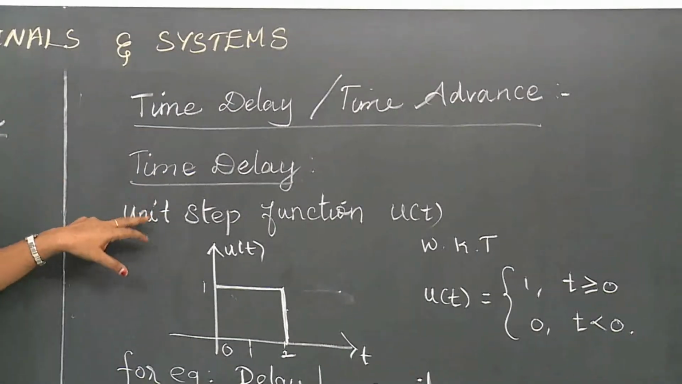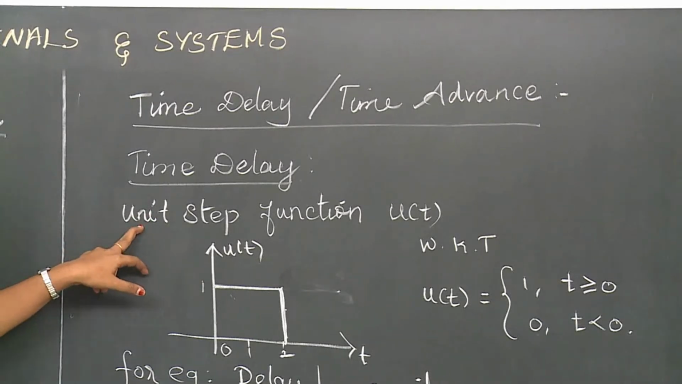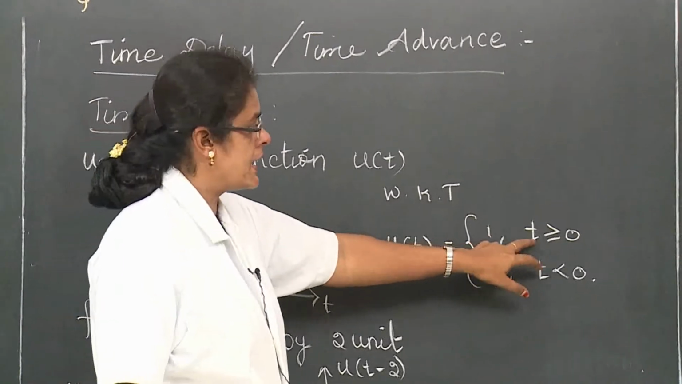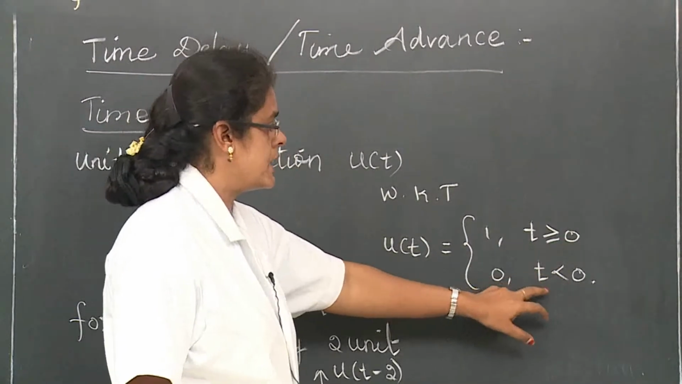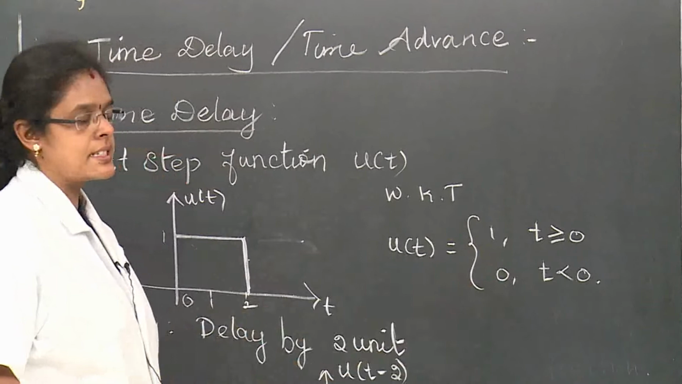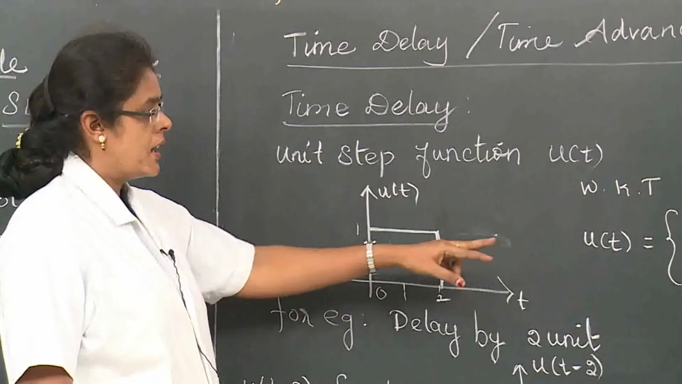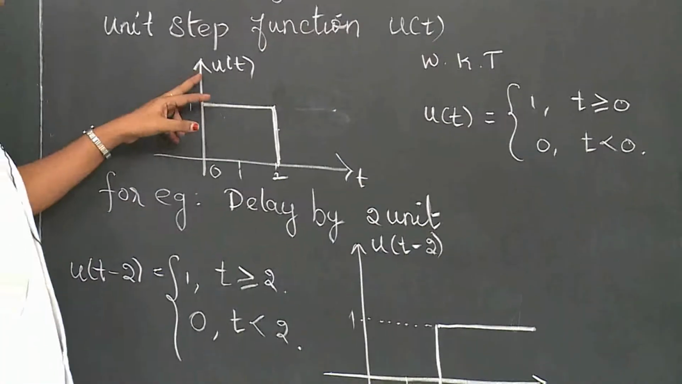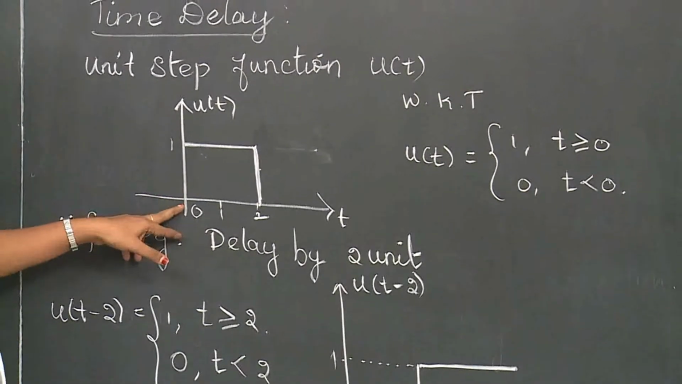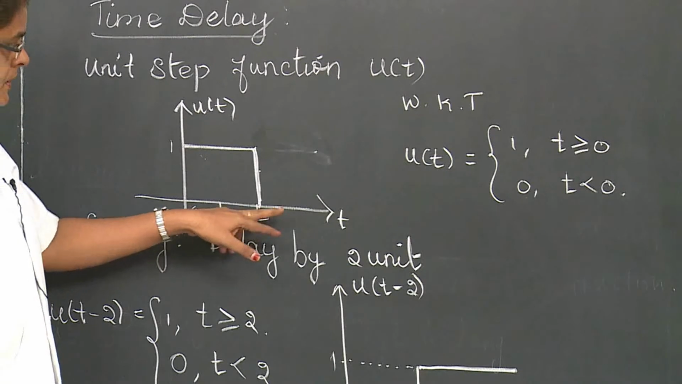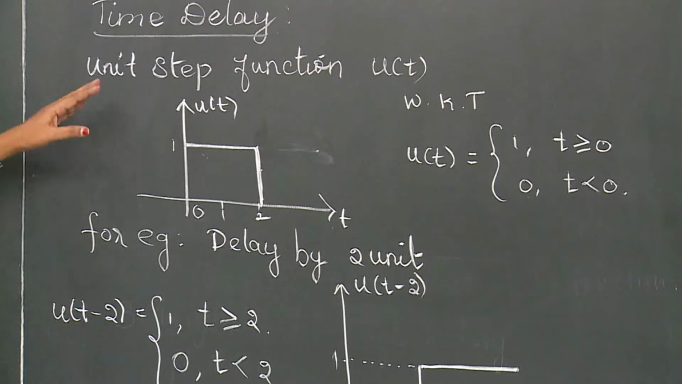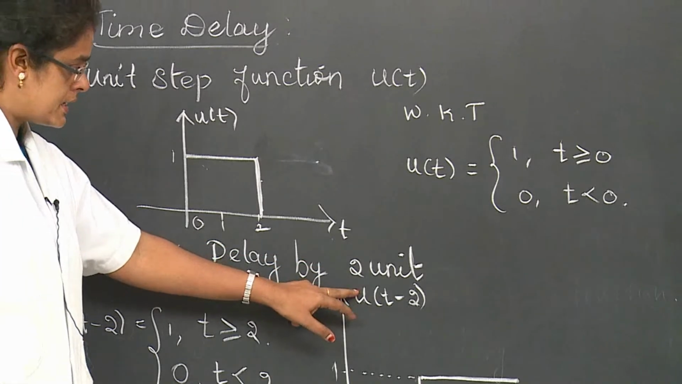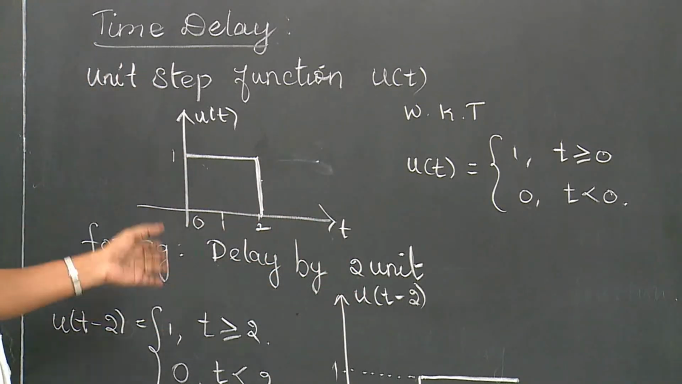Let us consider the unit step function. We know that u of t is 1 for t greater than or equal to 0 and 0 for t less than 0. That is, it exists only on the positive side, and is 0 on the negative side. So consider the signal u of t, starting at 0, with respect to time t. Here the time delay is produced. For example, delay by 2 units. In this signal, the signal is delayed by 2 units.